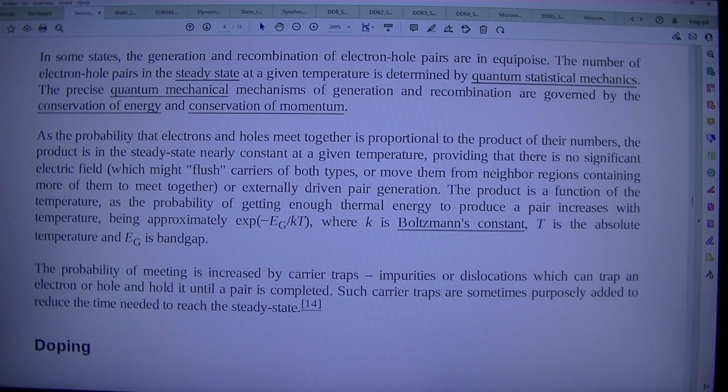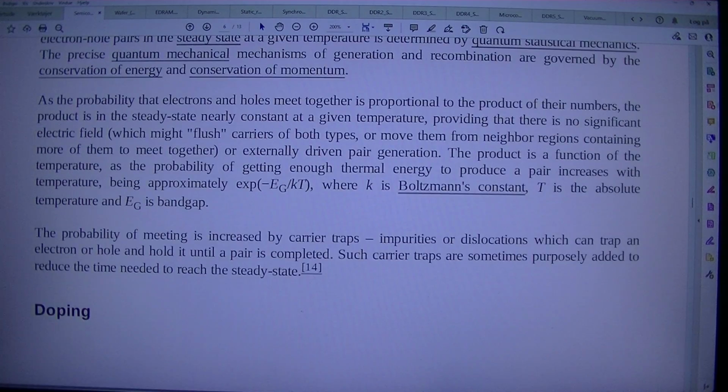As the probability that electrons and holes meet together is proportional to the product of their numbers, the product is in the steady state nearly constant at a given temperature, providing that there is no significant electric field, which might flush carriers of both types, or move them from neighbor regions containing more of them to meet together, or externally driven pair generation. The product is a function of the temperature, as the probability of getting enough thermal energy to produce a pair increases with temperature, being approximately exp(-Eg/kT), where k is Boltzmann's constant, T is the absolute temperature and Eg is the band gap.